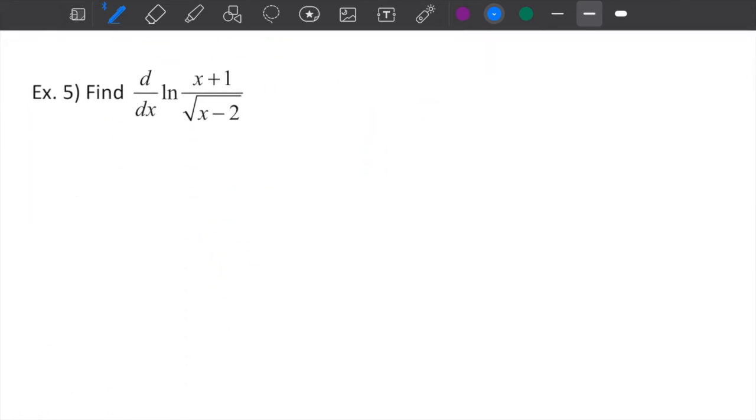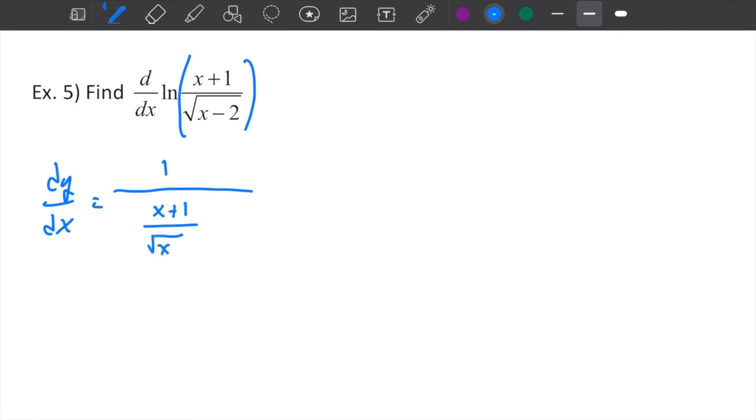Let's keep on going with a few more examples. Here, I've got x plus 1 divided by the square root of x minus 2 inside the log. So this is a quotient rule inside of the natural log. Our derivative, first off, we have 1 divided by the argument. So I'm going to write that as 1 over x plus 1 divided by square root of x minus 2. Now we're going to apply the quotient rule with the chain rule. So multiply by the derivative of the inside.